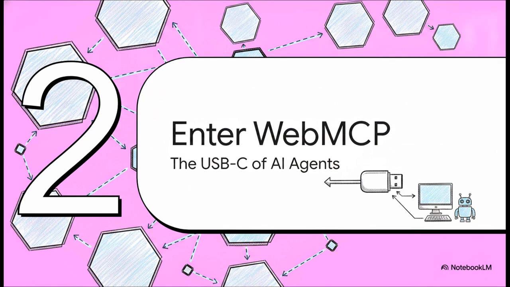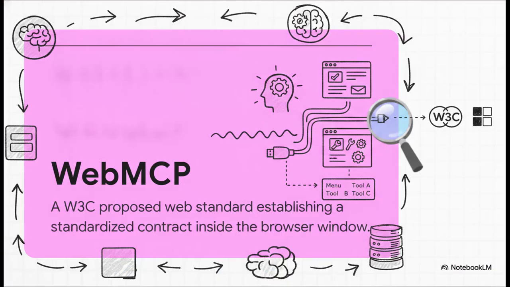Enter WebMCP, the USB-C of AI agents. So how do we fix this? WebMCP is a proposed web standard being incubated right now by the W3C, and it's co-developed by engineers from Google and Microsoft. By using a new browser API called navigator.modelContext, WebMCP creates this universal connection bridge.